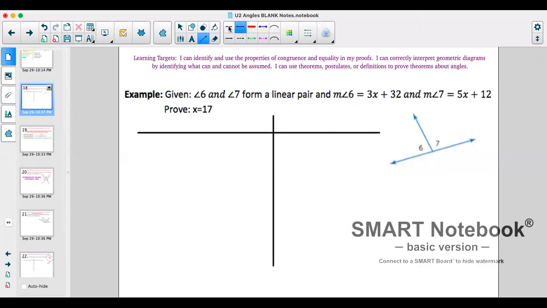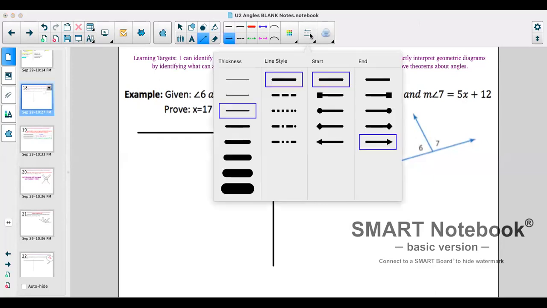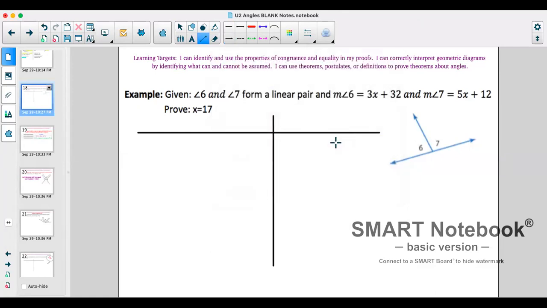But maybe I don't give you one, or maybe your instructor hasn't given you one. That's okay. You don't have to be given one in order for you to still utilize one. Because I am given angle 6 and 7 form a linear pair, I immediately know I better draw a linear pair, which is a pair of adjacent angles that form a straight line. The formal definition is a pair of angles that are adjacent, meaning they share a vertex and a side. Their non-common sides form opposite rays.